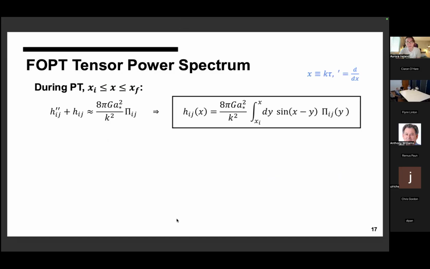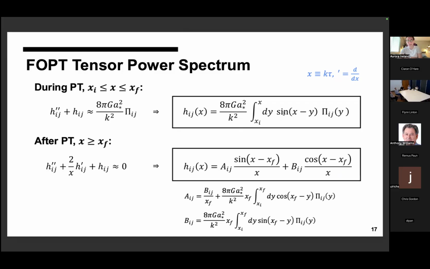Okay, so we're going to solve this in two different regimes, and it'll become clear soon why I'm bothering to do this. Naively you would think just solving during the phase transition is enough, but there's a subtlety with the super horizon modes that we'll come to in a bit. During the phase transition, I'm going to neglect the Hubble term, the expansion, because my phase transition completes fast. I'm going to solve this equation via the method of Green's functions, and you get this.